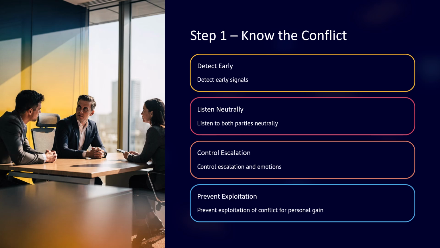During this stage, the manager must be objective. It is hard to keep emotions out of it, but you must listen to both sides with an open mind. You don't have to agree with them, but you must understand them. The most important rule here is that no one should be allowed to exploit the situation for personal gain. Your job is to find a fair solution that helps the organization, not to pick a winner.